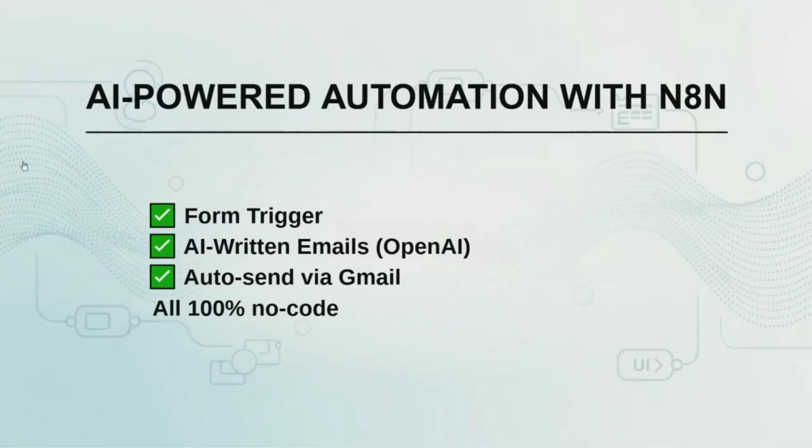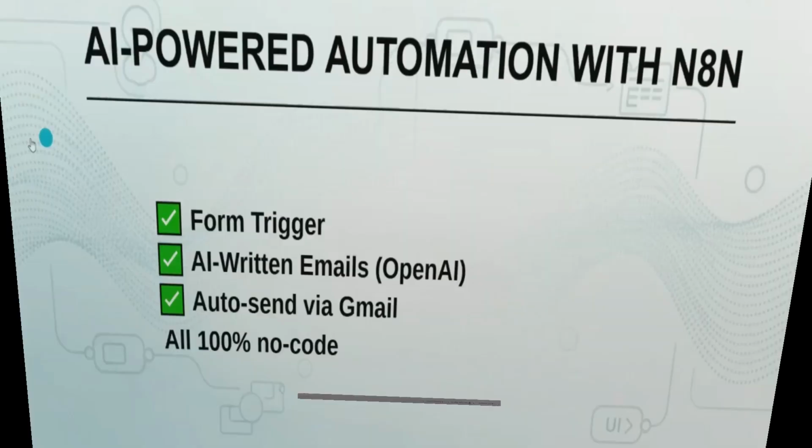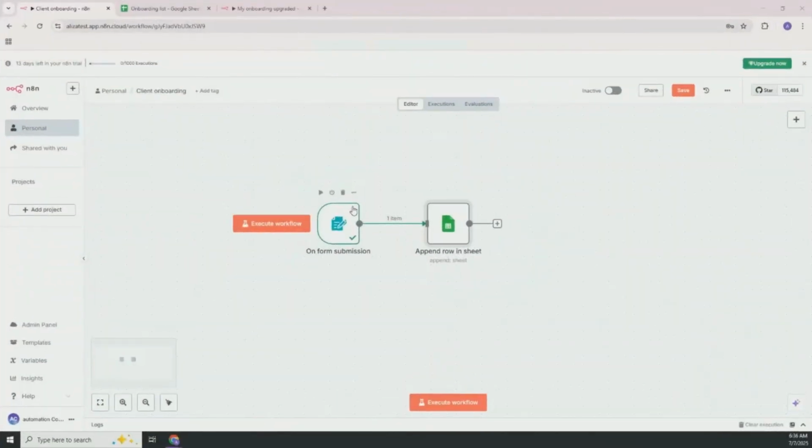It is going to use our previous trigger, the form trigger, then forward the entry to OpenAI. OpenAI is going to then draft a personalized onboarding email, which is then going to be sent to the client using the Gmail node. So let's start fresh inside n8n. This is what our workflow currently looks like.